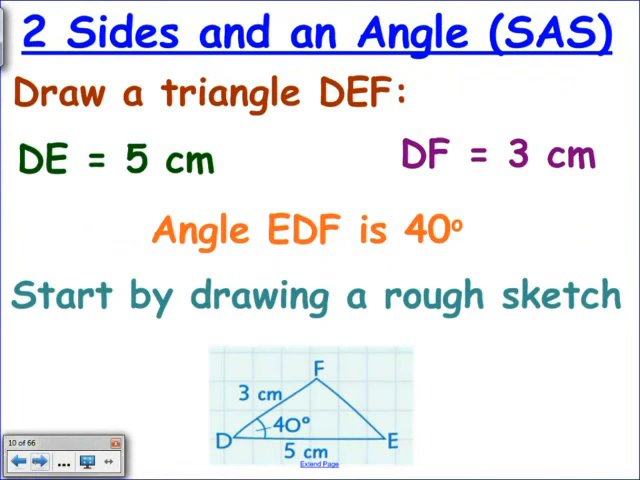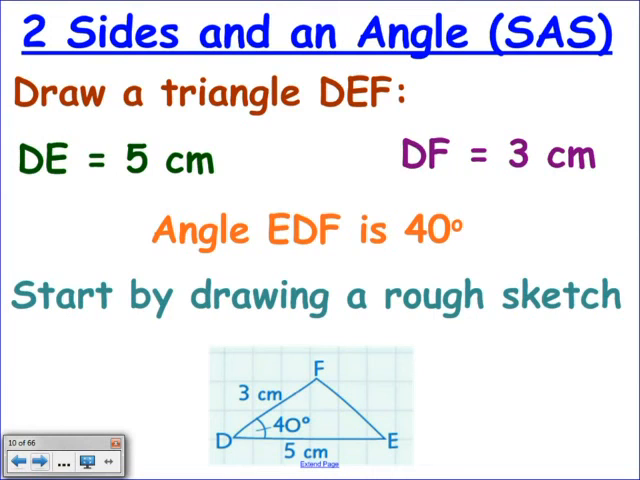Now, when we started Unit 3, I told you about letters representing things. In Unit 2, letters represented numbers because we didn't know what the numbers were. In Unit 3, the letters represent a point, a line, or a shape, or specifically an angle. So if they say draw a triangle DEF, the corners are labelled D, E and F. When they tell you DE is 5 centimetres, they're telling you the length between the corner D to the corner E is 5 centimetres. D to F is 3 centimetres, and the angle EDF is 40 degrees.